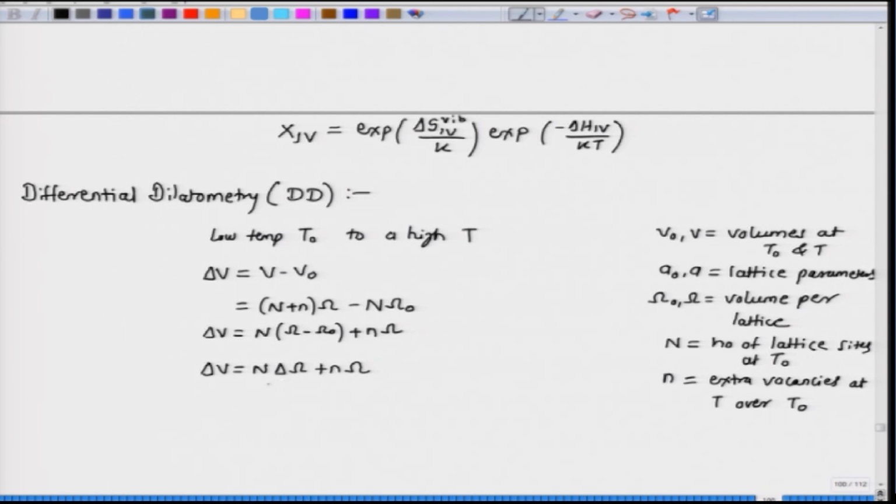Now, we have clearly got the two different parts. So, Δomega is basically the change in volume per lattice site. And as you can understand, this is purely because of thermal expansion.